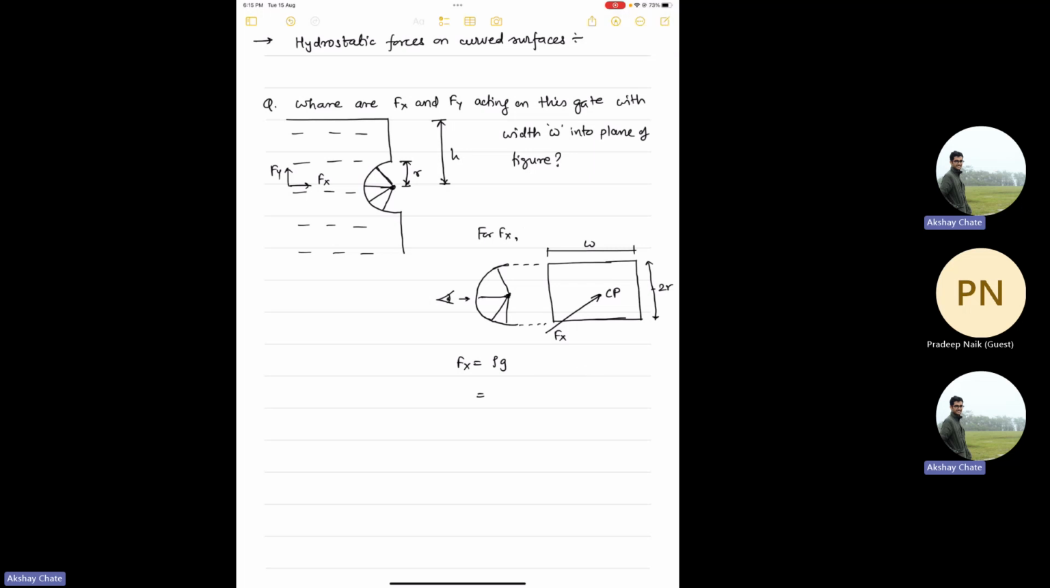So the horizontal gate is at the depth of h, right? So the hydrostatic force.